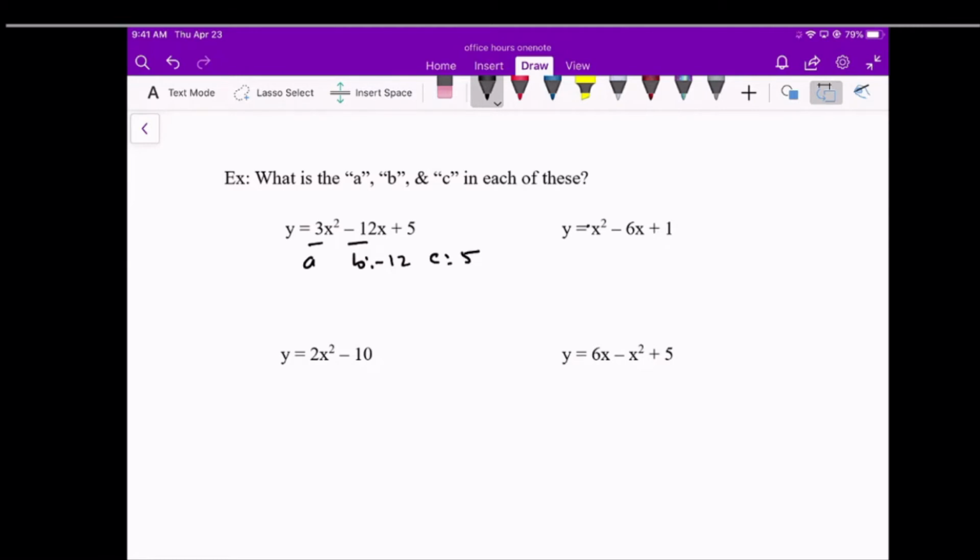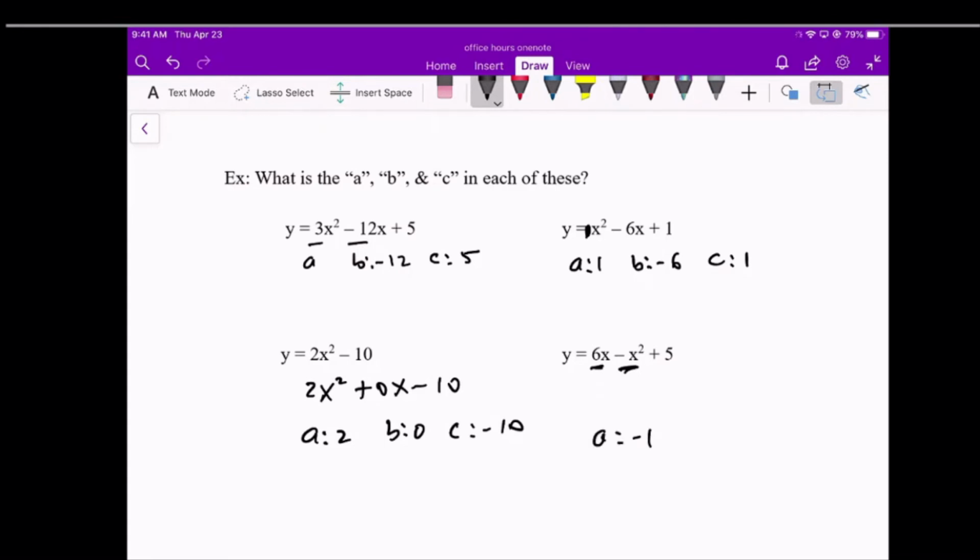For the second one, I need to think of this as 1x squared. So the a is 1, the b is -6, and the c is 1. For the third one, I could think of this as 2x squared plus 0x minus 10. So a is 2, b is 0, c is -10. For this last one, the a value is what x squared is multiplied by. So it's -1x squared. The a value would be -1.